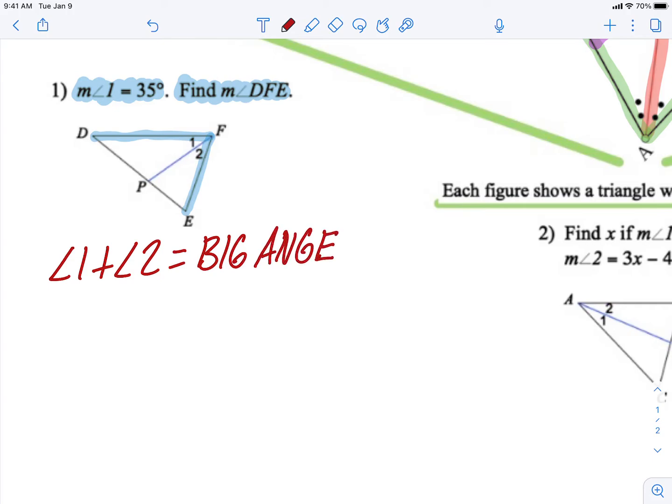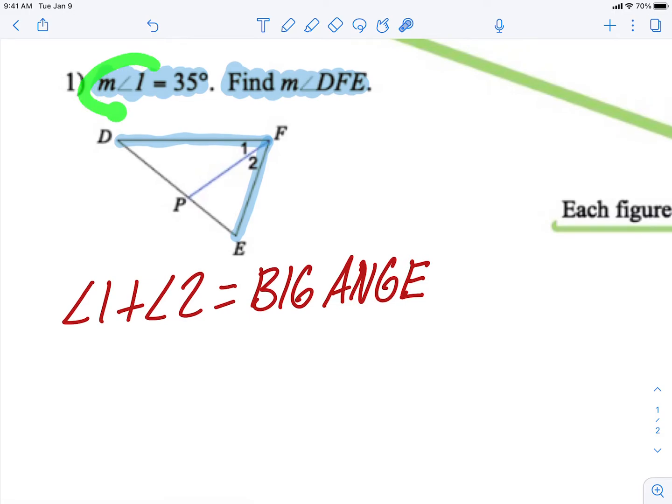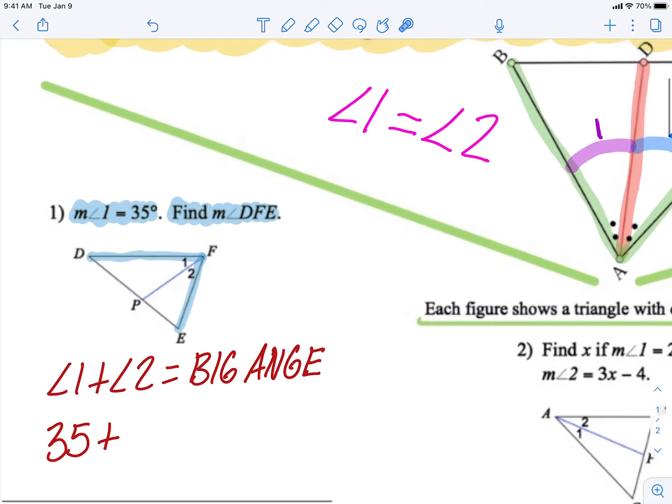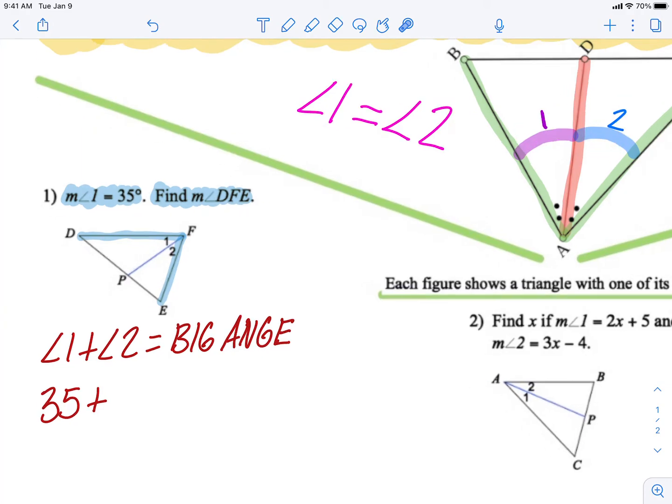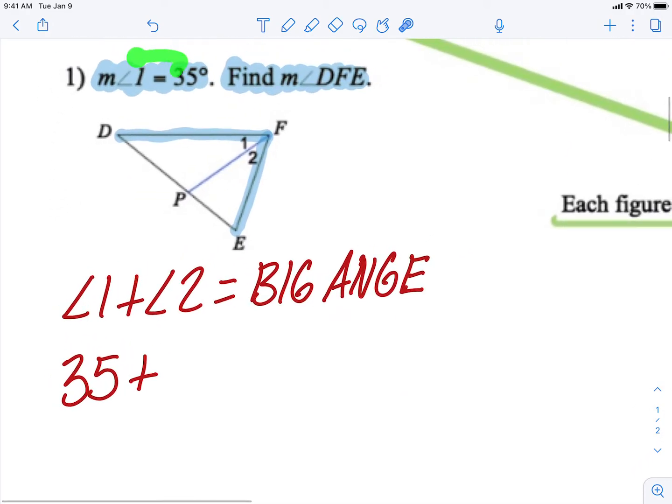Okay? Well, how much is angle 1? Well, angle 1, they tell us, is 35 degrees. So angle 1 is 35 plus how much is angle 2? Well, they don't tell us how much is angle 2, but we know that angle 1 is equal to angle 2. They are the same. Look, these two are the same. So if angle 1 is 35, then angle 2 is also 35. 35 plus 35 is equal to the big angle, which is angle DFE.